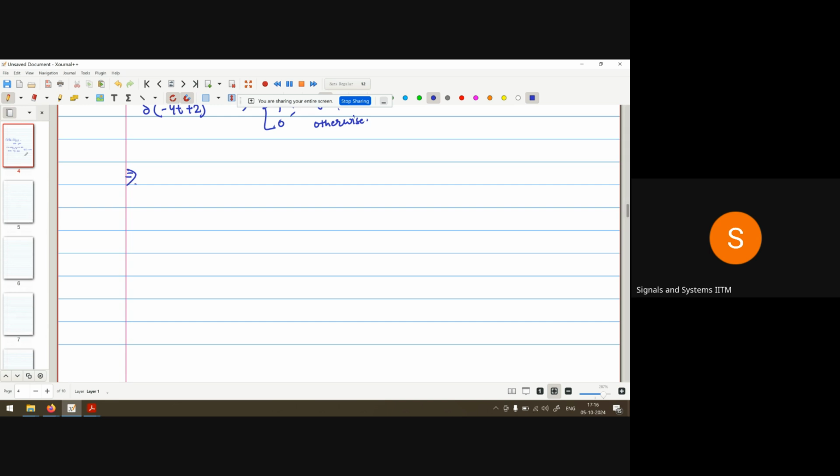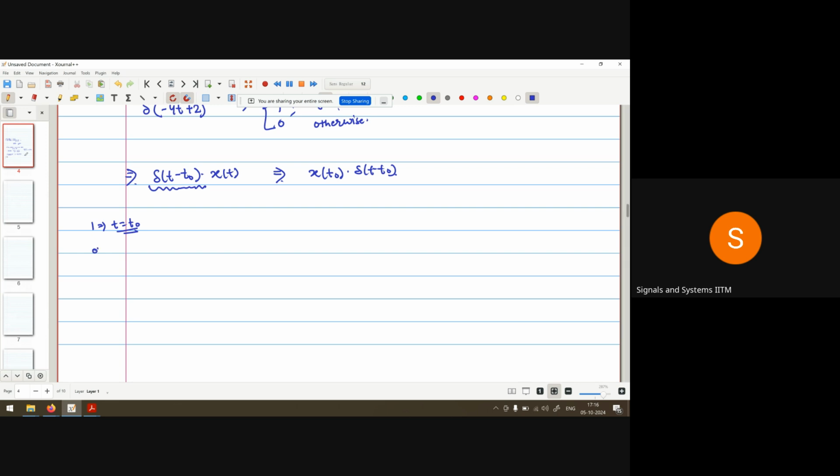Okay. The fourth is if I take del of t minus t naught of x t signal. So the value of this signal is x of t naught del of t minus t naught. Why? The value of this signal will be 1 when t is equal to t naught. Otherwise the value is 0.